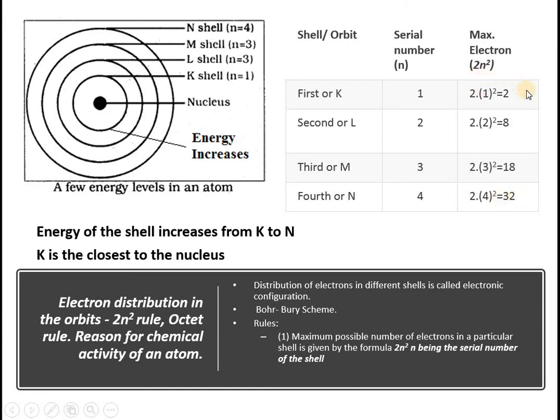Now, this is the maximum number of electrons which each shell can hold. You can have fewer than these electrons. It's not mandatory that you should have 18 or 8 in the respective shells. Now, the energy of the shell increases from K to N, and K is the closest shell to the nucleus.